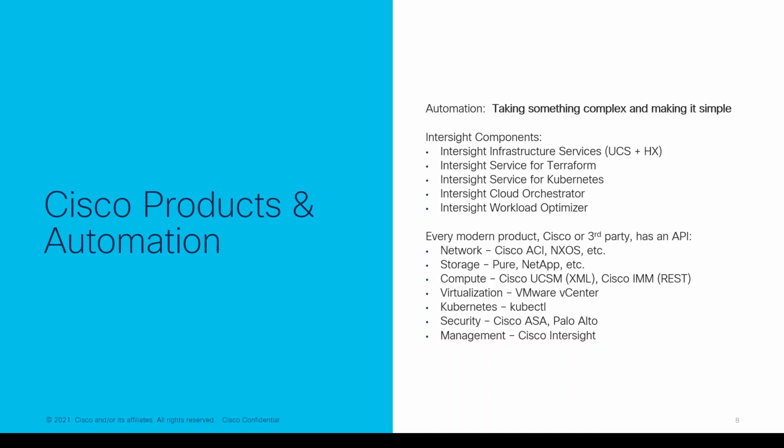Now, the first component of Intersight worth mentioning is IIS, which stands for Intersight Infrastructure Services. And this portion of the product really found its genesis as an updated management system for on-prem Cisco compute infrastructure. It allows management of HyperFlex and UCS series hardware and consolidates management functionalities from UCS Manager and UCS Central.